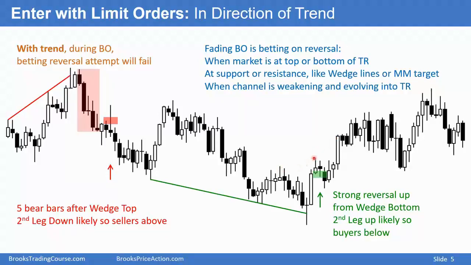Bears will see this as a double top. Bulls will correctly decide that it's more likely there'll be buyers below this bull bar. We have a bull breakout bar, a big bull bar. We have a follow-through bull body, even though it's small. We have a wedge bottom. We have a lot of trading range price action.